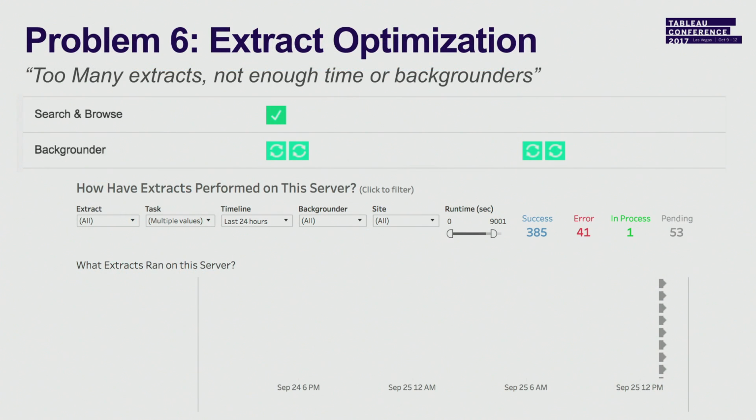The last one, and this is one of our most recent activities, is extract optimization. There is a setting in TABADMIN that will look at the last 18 hours of workbooks and try to reshuffle extracts by prioritization, but you never have enough backgrounders. You just never do. We even doubled our processes, and we still run into some extract collisions.